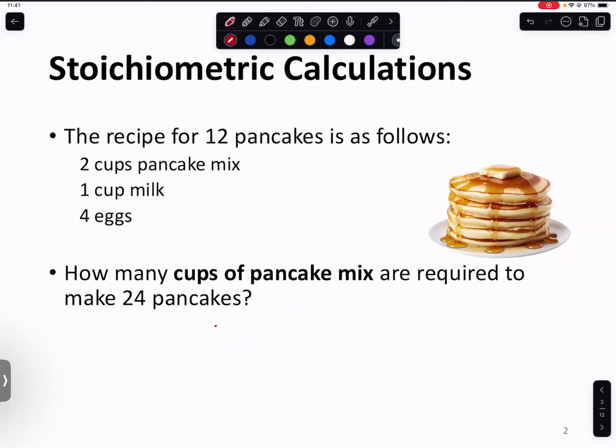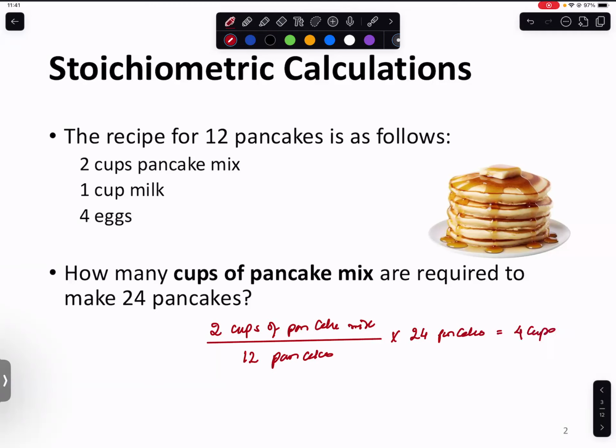So if we have 2 cups of pancake mix, and this will make 12 pancakes, times the 24 pancakes, will give me 4 cups, because the pancakes will cancel the pancakes, will give me 4 cups of pancake mix.